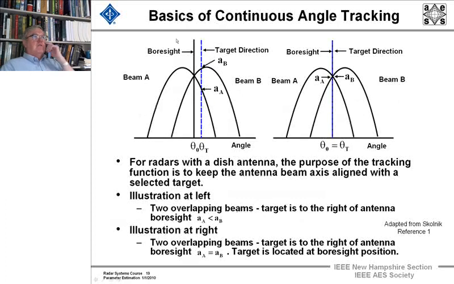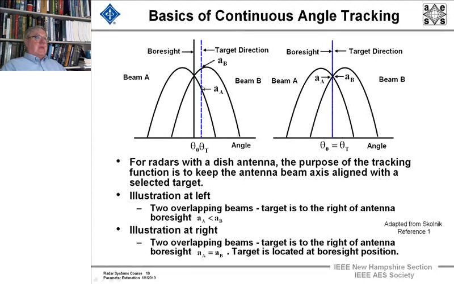Okay. Now let's look at the basis of continuous angle tracking. Let's look, first of all, here we have the target's real direction, and then we have the boresight of the antenna, which we call theta 0. And we have the antenna pointing. Its boresight is over here with one beam, A sub A, and its boresight is over here somewhere with A sub B.